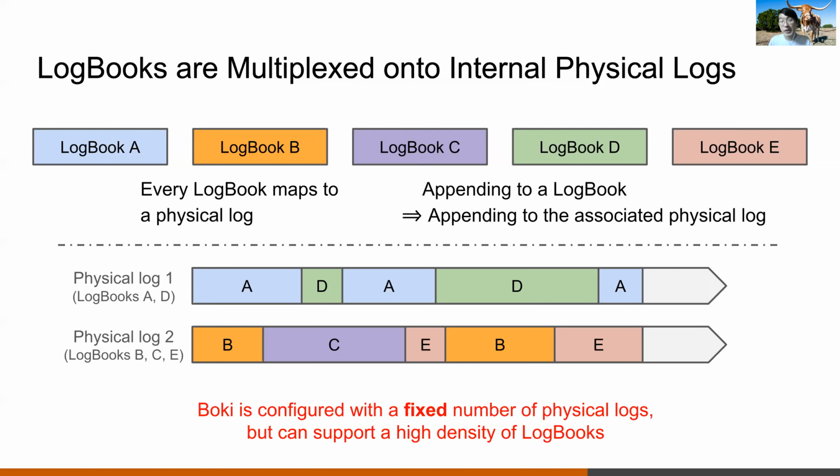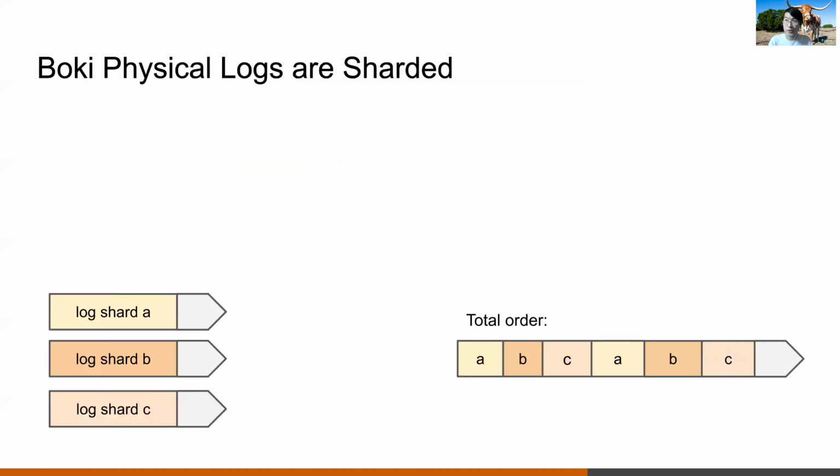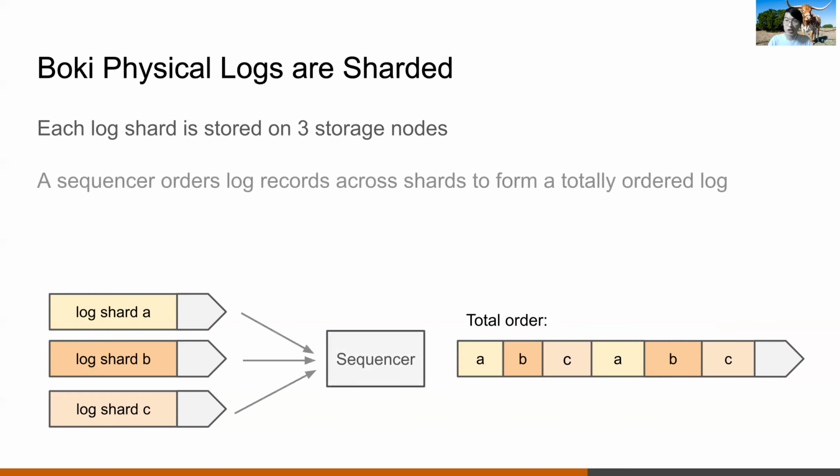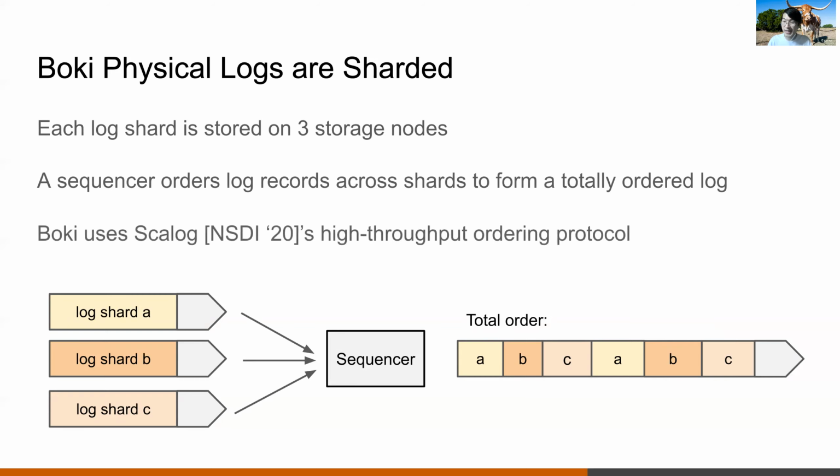Boki is configured with a fixed number of physical logs, but can support a high density of logbooks. In order to achieve high throughput, Boki's physical logs are sharded. Each log shard is stored on 3 storage nodes for fault tolerance, and each log shard makes its own progress. There is another sequencer for ordering log records across different shards to form a global totally ordered log. Boki uses ScaleLog's high throughput log ordering protocols.